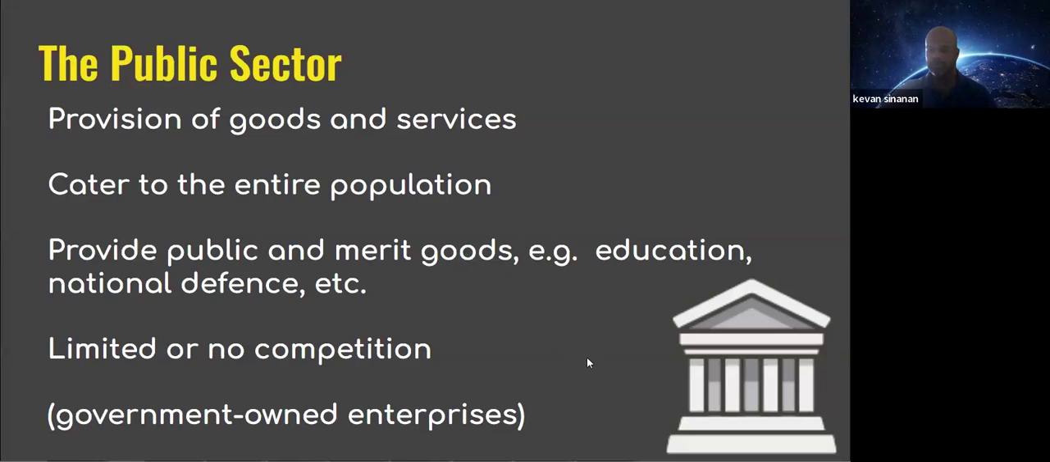Who provides also scholarships? Yes, the government does provide scholarships as well.